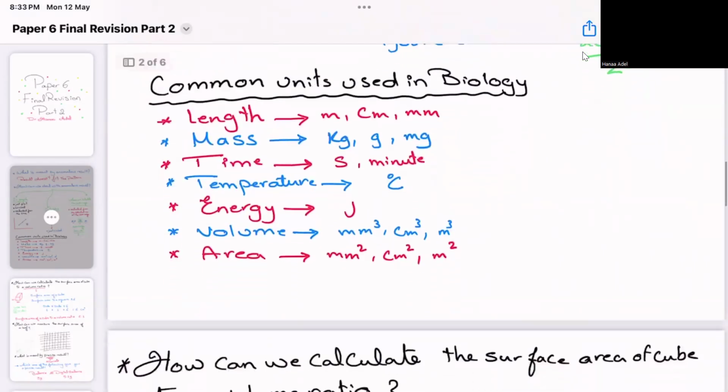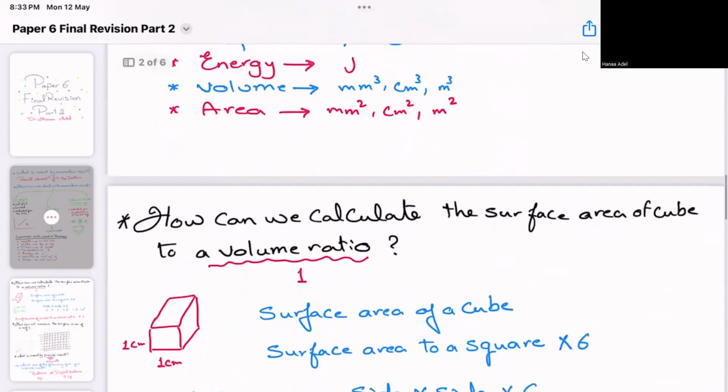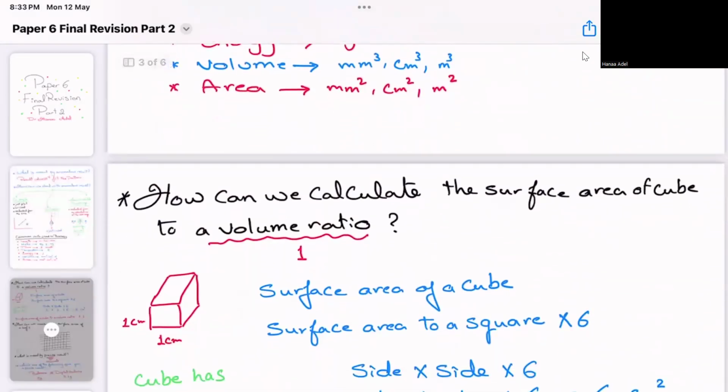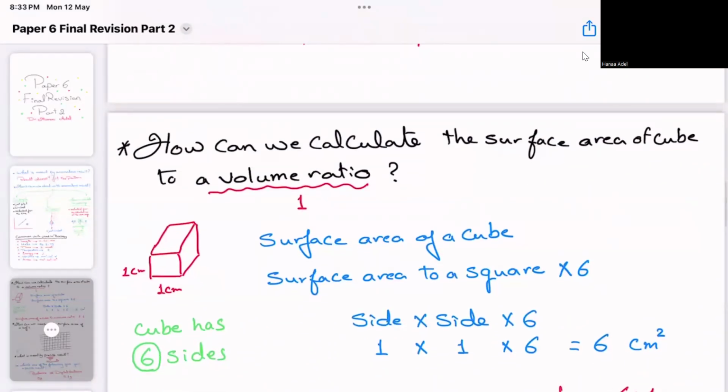How can we calculate the surface area to volume ratio of a cube? This looks like a ratio, so the surface area to volume ratio is to 1. And firstly, how can we calculate the surface area of a cube? Firstly, we have a cube. The cube has 6 sides. Each side of them looks like a square. So when we calculate the surface area of a cube, we have to get the area of the square multiplied by 6. Now, how can we get the area of the square? Side by side. Multiply by 6 so we can get the surface area of a cube.